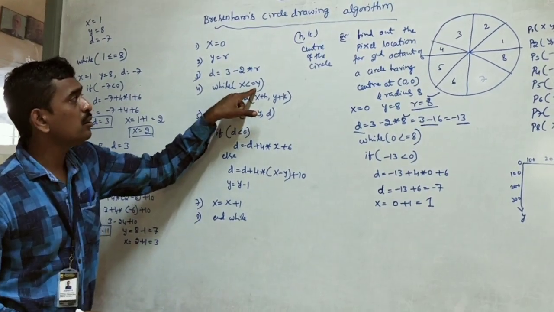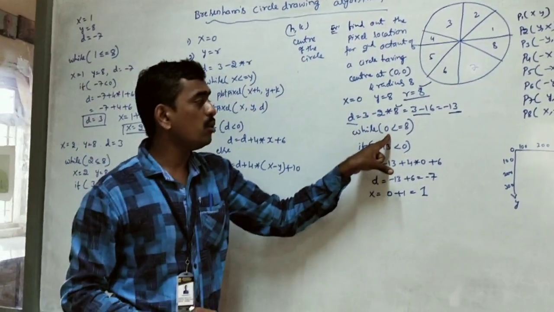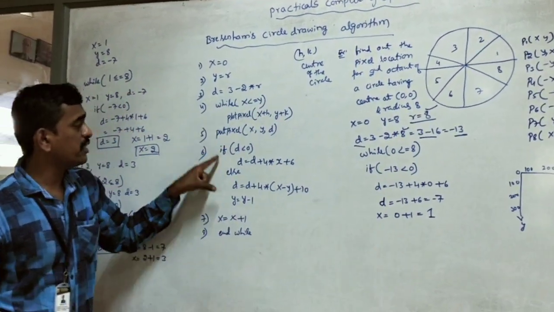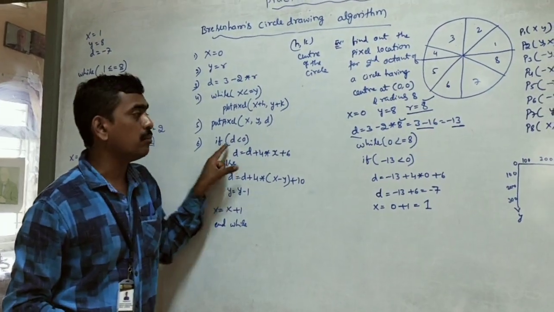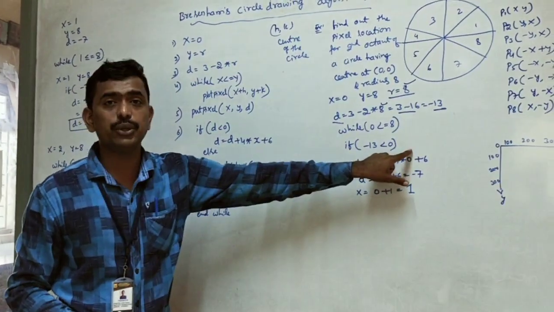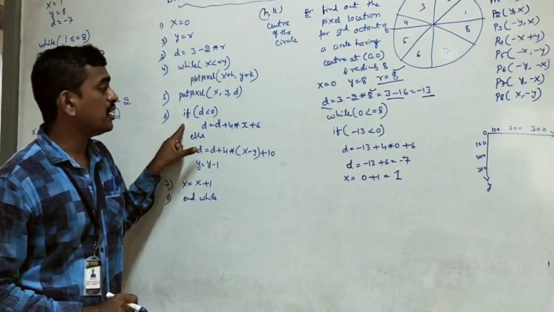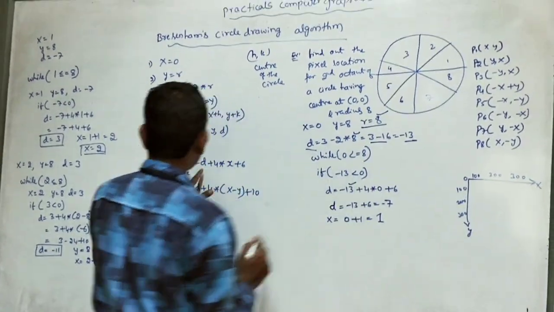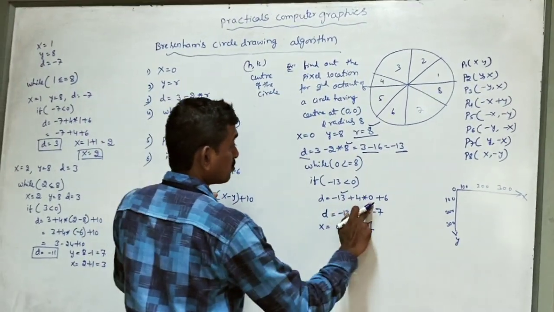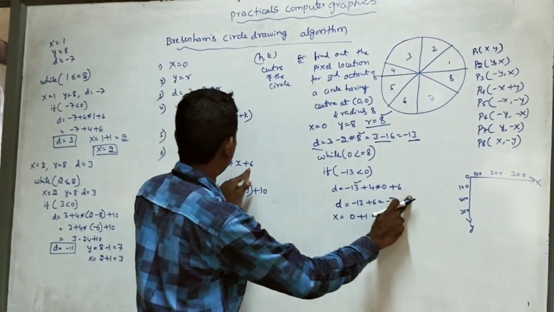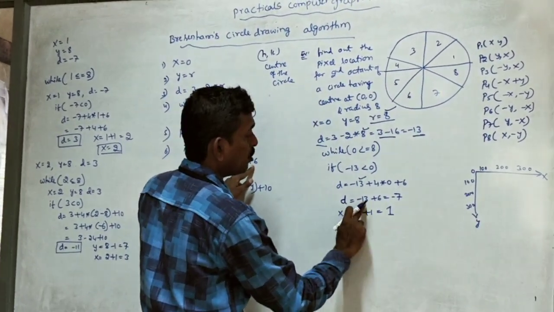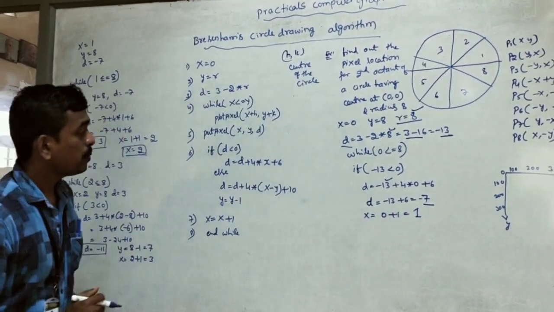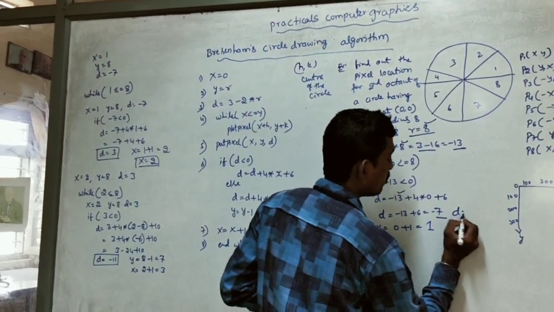x less than or equal to y: 0 is less than or equal to 8. The if condition: go to the next statement, minus 13 is less than 0. So the first condition is executed: d equals minus 13 plus 4 asterisk x, which is 0, plus 6. This is the formula. Therefore d equals minus 13 plus 6, which is minus 7. We have obtained d equals minus 7.